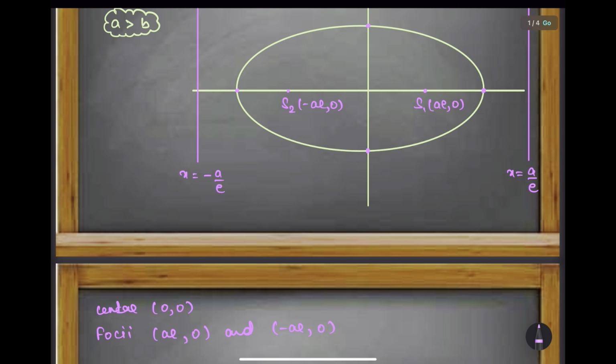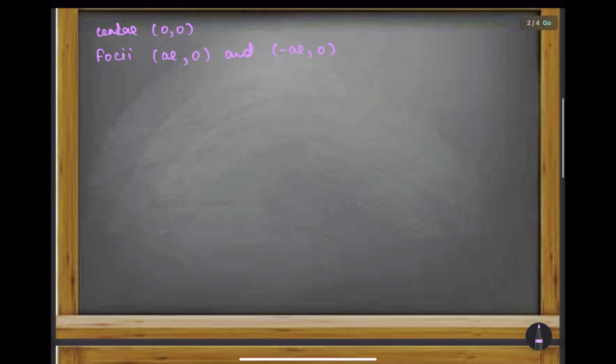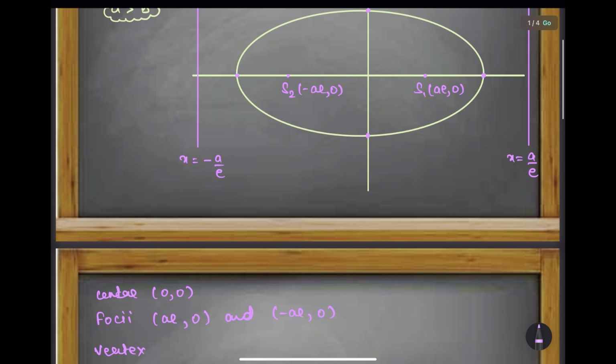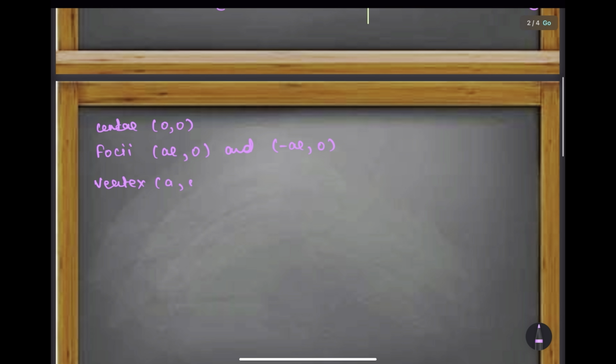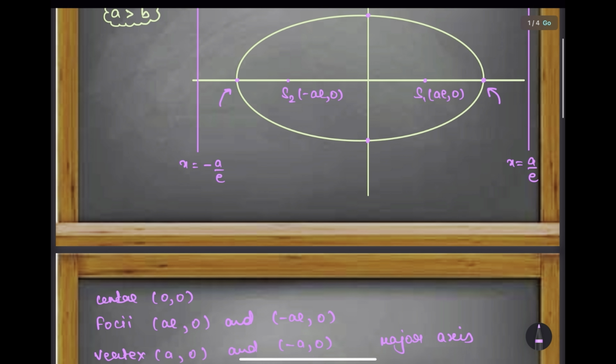Okay, now I'll talk about vertex. I'll go with both. So suppose that I'm talking about this vertex, this, okay, and this. So you know that it is a comma 0, I have to put y 0. So can I go with a comma 0 and minus a comma 0? So who is this major axis? Major axis.